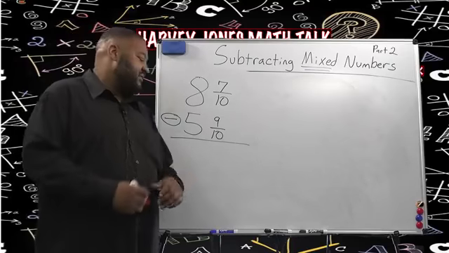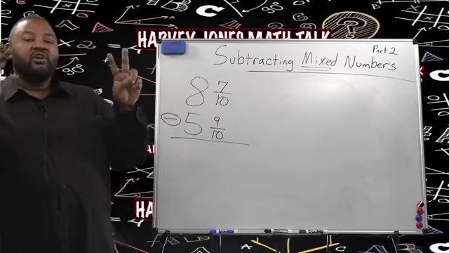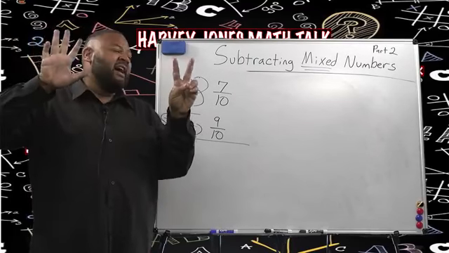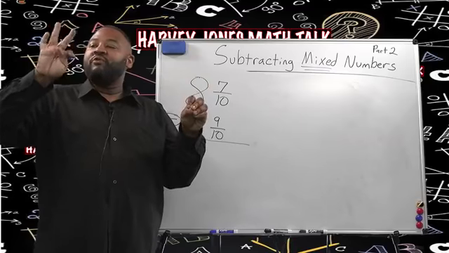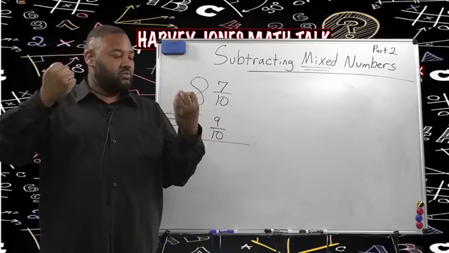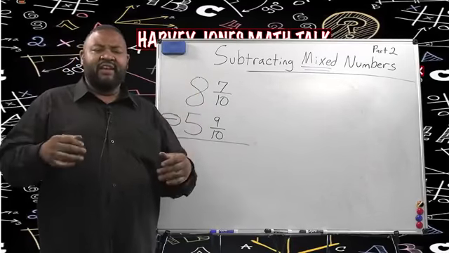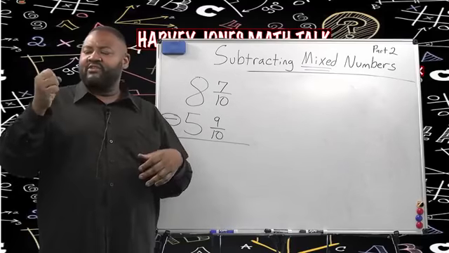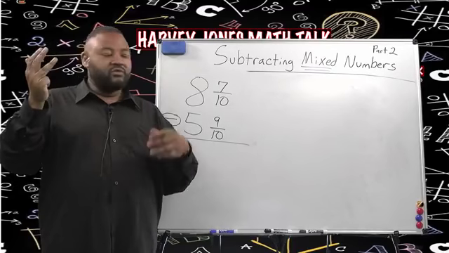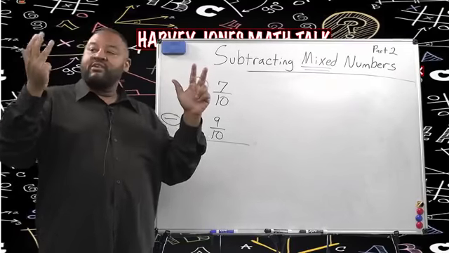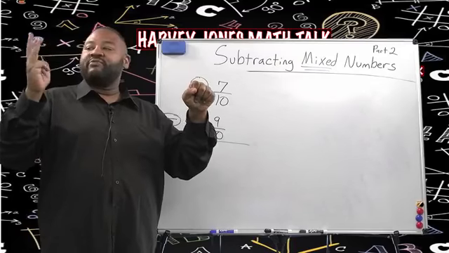Now, hold up 7 fingers. I ran out of fingers now. Hold up 7 fingers. We got this. Take away 9: 1, 2, 3, 4, 5, 6, 7. Let me try it again. Hold up 7 fingers. 1, 2, 3, 4, 5, 6, 7. All right. Take away 9.